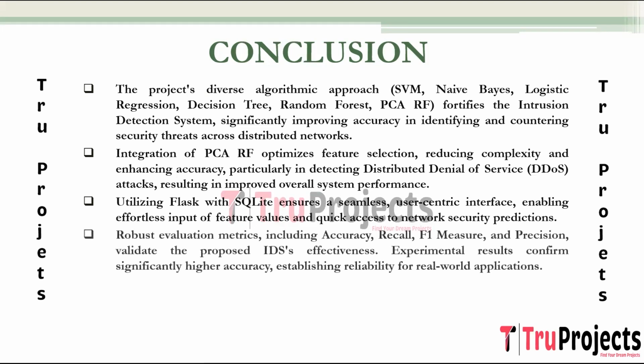The project employs robust evaluation metrics such as accuracy, recall, F1 score, and precision to assess the performance of machine learning models. Experimental results showcase high accuracy with the suggested detection algorithm, demonstrating the effectiveness of the proposed IDS.